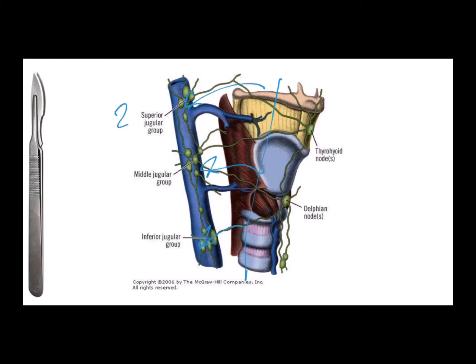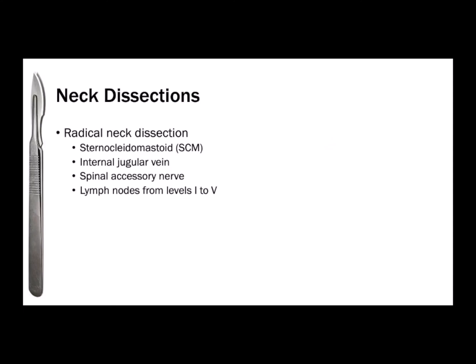And remember, these are in level 2, these are in level 3, and these are in level 4. You also have some thyrohyoid lymph nodes and the Delphian lymph nodes that can be resected as well. So neck dissection review, remember that you have a couple different types of neck dissection.